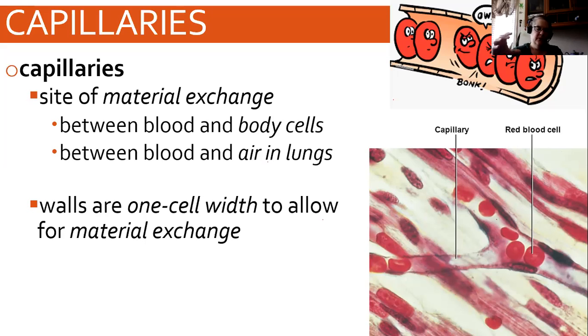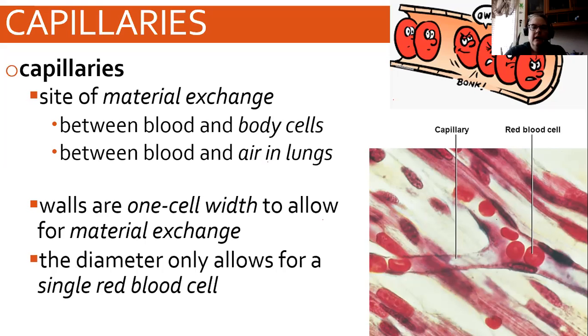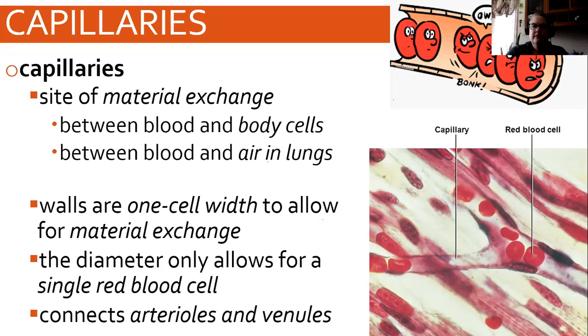Our other blood vessels, they're way too thick. There's too many layers of cells for stuff to diffuse through. And the diameter only allows the single file red blood cells to travel through, okay? And the other thing we want to remember is that the capillaries join the arterioles and the venules. So remember, we have arteries. Arteries branch into all these different arterioles. Arterioles branch into these little teeny tiny capillaries. Material exchange happens. The capillaries merge to form venules, and the venules merge to form veins. And then from the veins, that blood circulates back to our heart.